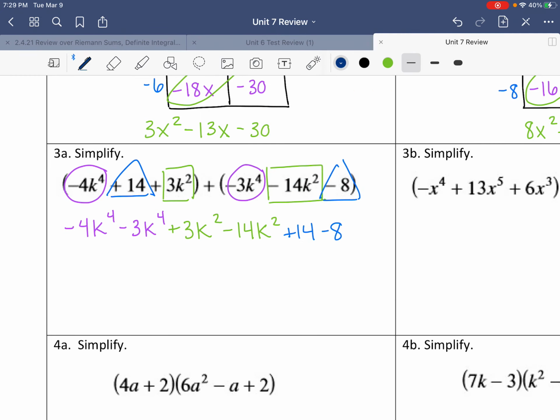which means the final answer is negative 4 minus 3 is negative 7k to the 4th. 3 minus 14, it's going to be negative 11k squared. And then 14 minus 8, that's going to be a 6. So that's our final answer.